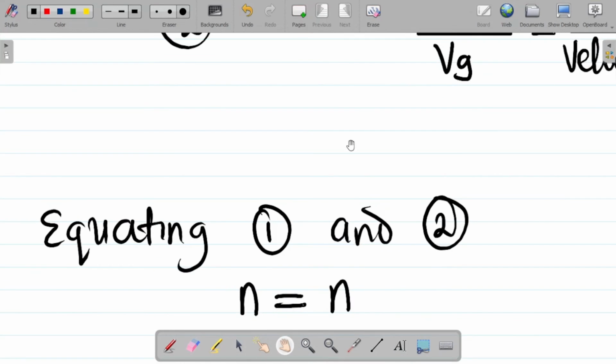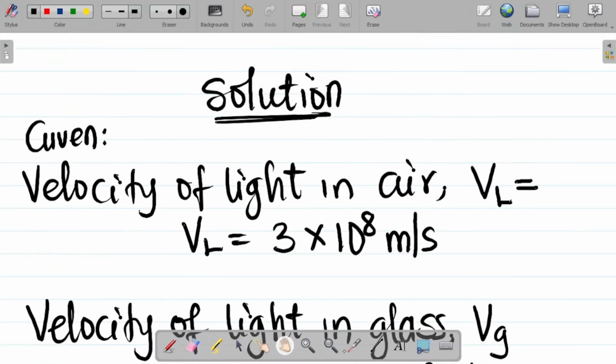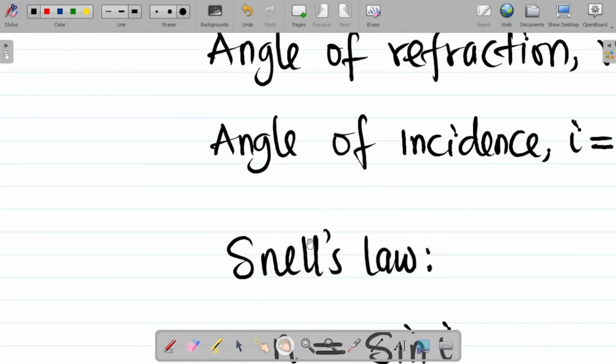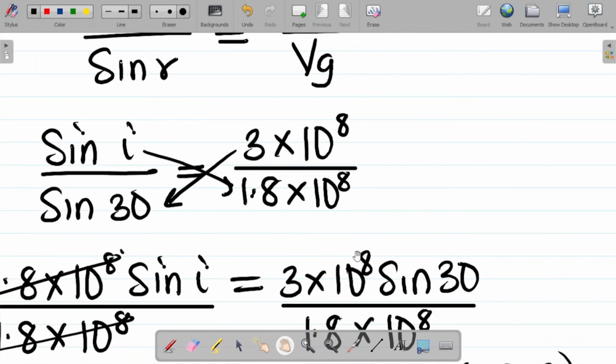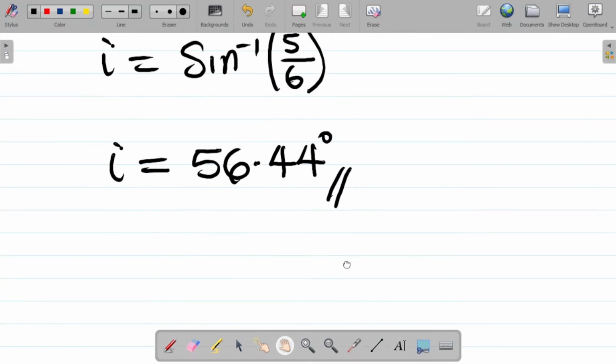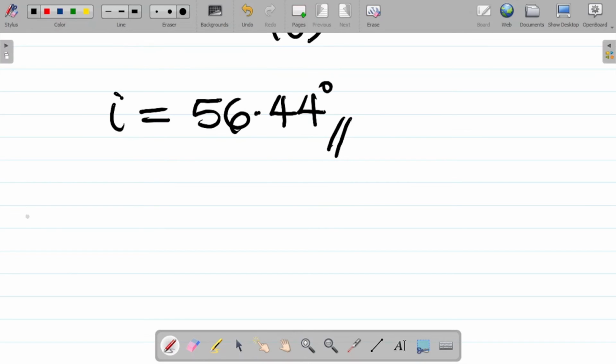So this becomes the answer to this question, 56.44 degrees. In the question we were asked to find what? I think that was just the angle of incidence, right? All right, so we've gotten our value here, and the answer to the question is about 56.44. Of course, i is an angle, so it is in degrees. So this becomes the answer to this question.